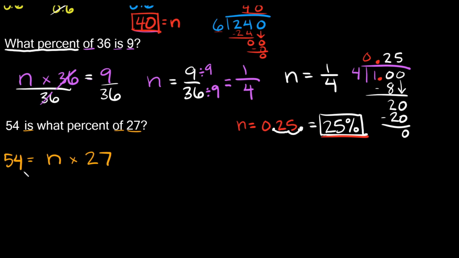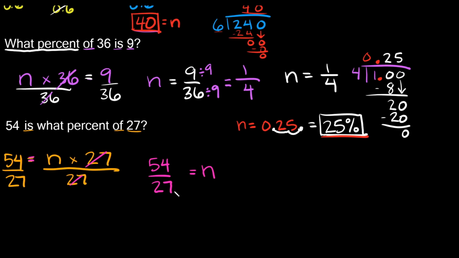Okay, so here we have 54 is equal to n times 27. So again, since we're trying to isolate the n, we need to get rid of this times 27. So we're going to divide by 27. And we have to do it on both sides, right? Okay, so these 27s cancel out. So I'm just left with n on this side of the equation right here. So then I'll put n. So that's equal to 54 over 27.